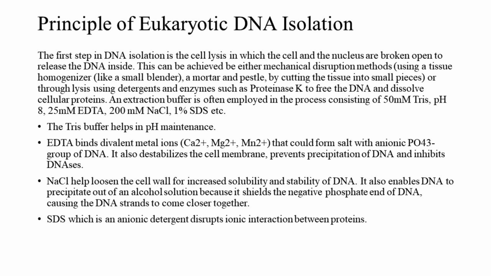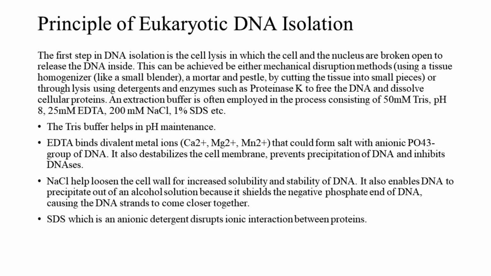It also destabilizes the cell membrane, prevents precipitation of DNA, and inhibits DNases. NaCl helps loosen the cell wall for increased solubility and stability of DNA. It also enables DNA to precipitate out of an alcohol solution because it shields the negative phosphate end of DNA, causing the DNA strands to come closer together.